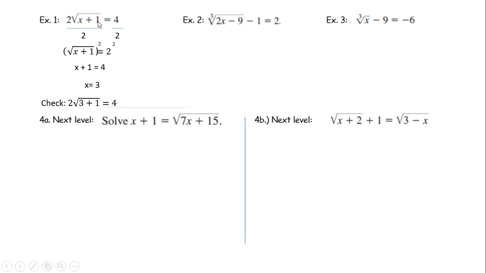3 plus 1 gets you 4. The square root of 4 is 2, and 2 times 2 is 4. So that works.